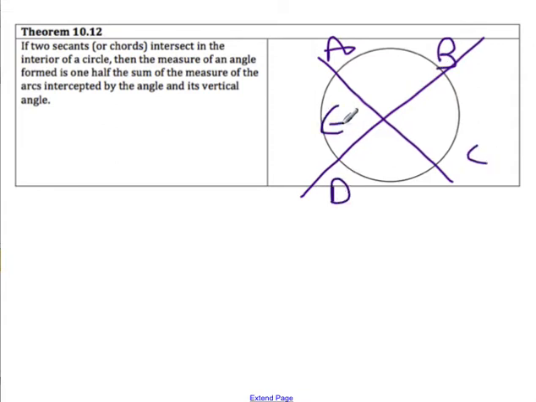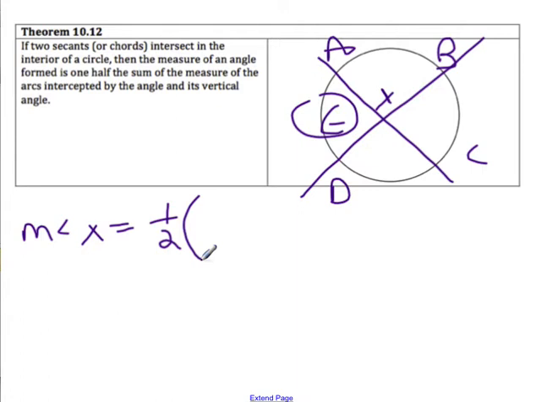The measure of the angle formed, so the measure of angle E, let's call it X right there to make it easier. So that angle right there that we're using, the measure of angle X is going to be equal to 1/2 the sum of the arc AB, in degrees, and arc DC, again in degrees. So you're taking 1/2 the sum of those arc measures. Let's go ahead and put that into practice.